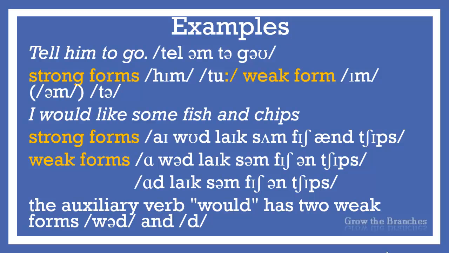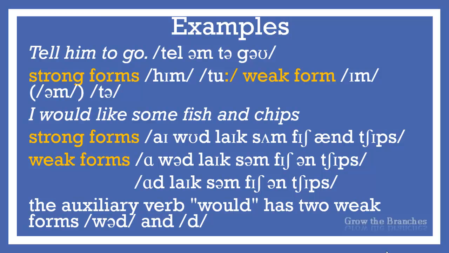In the example, tell him to go. This sentence has two function words, the pronoun him and the preposition to. These function words have the following strong forms: him and to. The weak forms: tell him to go. As you can see, the grammatical words him and to are unstressed and have a weak form when pronounced inside a sentence.